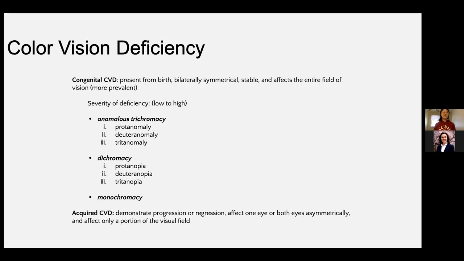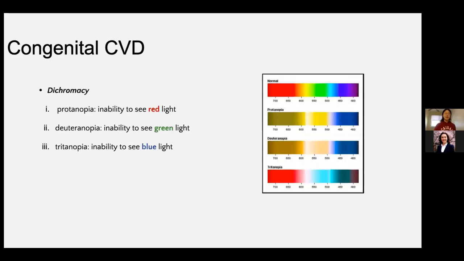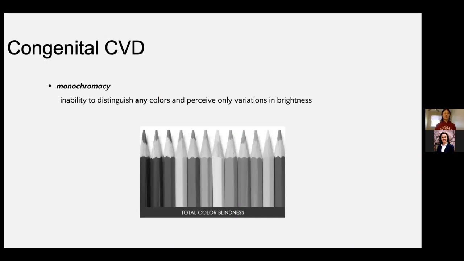Overall, CVD is divided into congenital CVD and acquired CVD. Congenital CVD means it is present from birth, and acquired CVD happens sometime after a disease or injury. Congenital CVD has three subcategories: anomalous trichromacy, dichromacy, and monochromacy. Anomalous trichromacy means reduced sensitivity to different kinds of light. Dichromacy is the inability to see different kinds of light, which is a little more severe than the previous one. And monochromacy is the inability to distinguish any color, so your world is totally black, gray, and white.